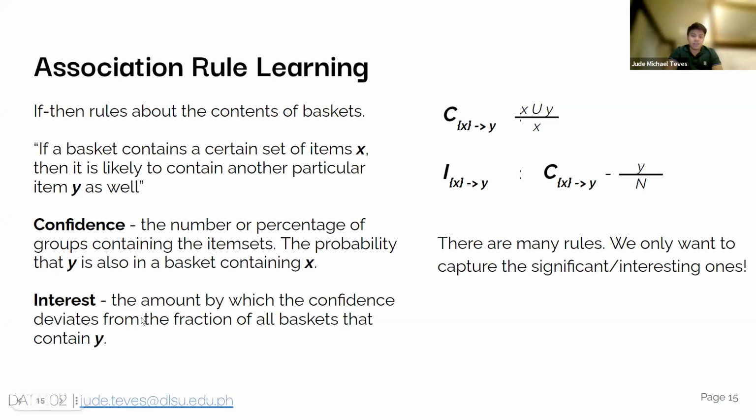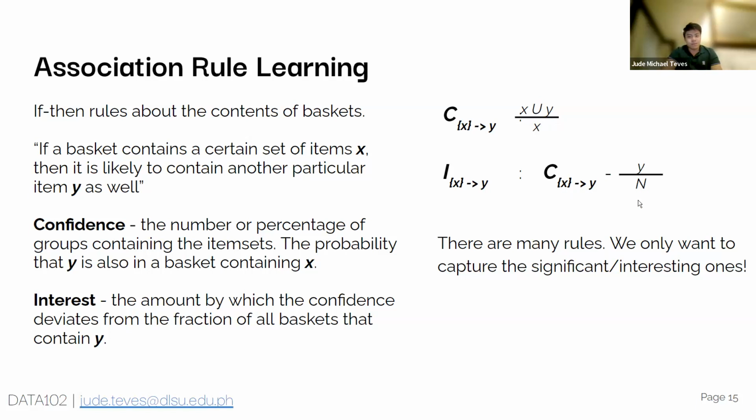You have confidence and interest. So what is confidence? This is the number or percentage of baskets containing the item sets, or basically just the probability that Y is also in a basket containing X. For interest, this is the amount by which the confidence deviates from the fraction of all baskets that contain Y. So these are the formulas for those. The confidence for item set X implies Y is simply the union of X and Y over X. For the interest, it's the confidence minus the probability of Y.